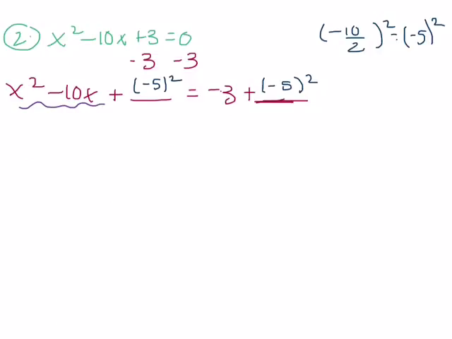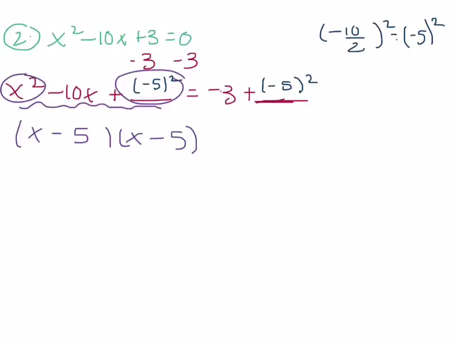Factor this side. So write your 2 parentheses. We have 2 x's, so each parenthesis gets an x. We have 2 negative 5s, so each parenthesis gets a negative 5. Clean this up even more. And we end up getting 22. Condense it, we get x minus 5 squared.